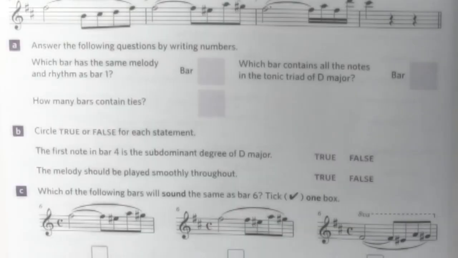In chapter 10, we are asked to answer questions relating to pieces of music. Each exercise includes one. So let's start from exercise 1. Which bar has the same melody and rhythm as bar 1? And the answer is bar 5.